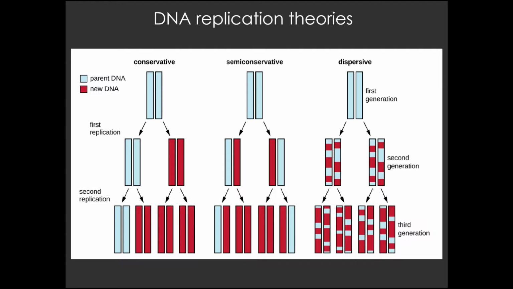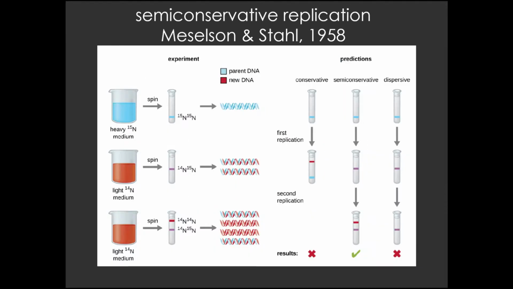So in order to determine which of these replication theories could actually be supported scientifically, two researchers, Matthew Meselson and Franklin Stahl, devised an experiment where they would look at the DNA and watch it move as the cell went through rounds of replication.